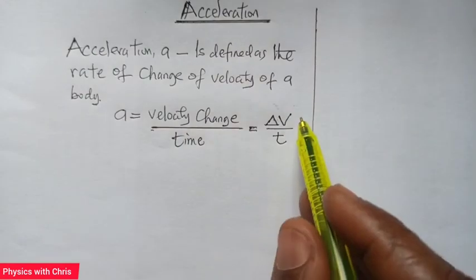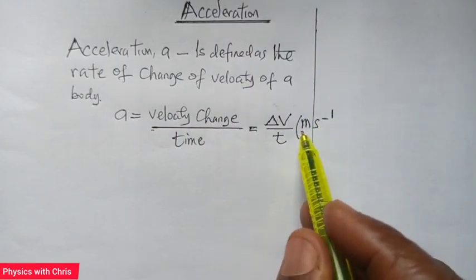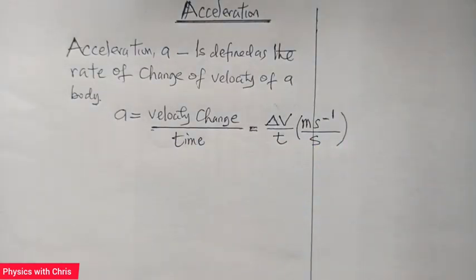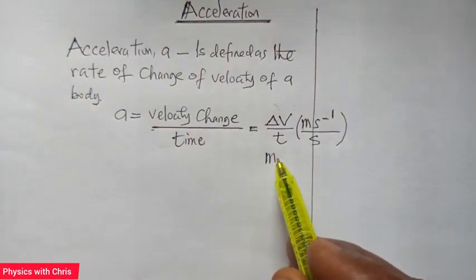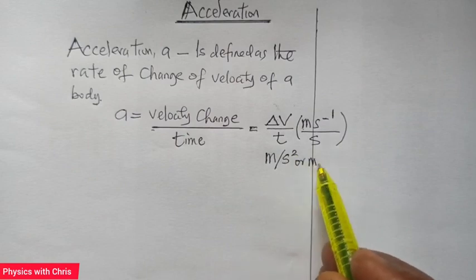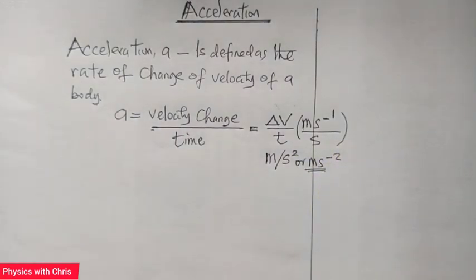So that velocity change has the unit meter per second, ms^-1, the time is second. So we can quickly derive the unit of acceleration. Meter per second, that simply gives meter per second squared or meter per square second, or ms^-2. That gives the SI unit of acceleration.